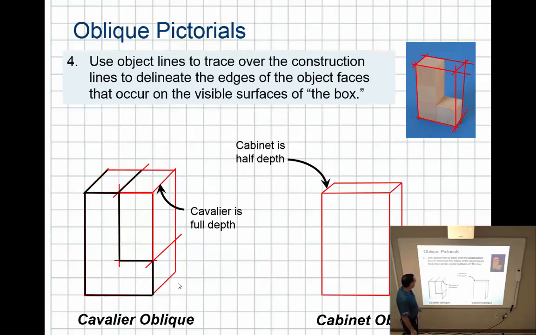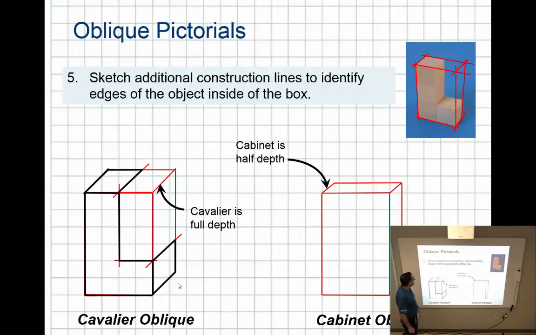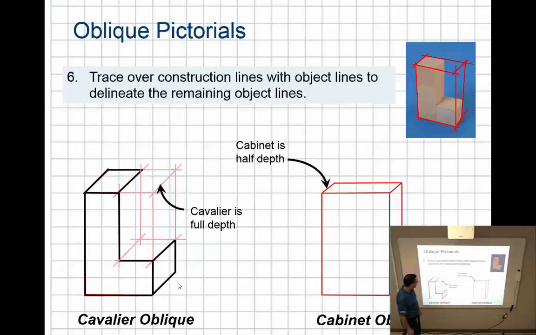From here, I'm going to use object lines. Object lines are the darker lines, the finished edge or the finished drawing line, and darken in those surfaces that are part of the final drawing. Now I'm going to sketch additional construction lines to identify edges of the object inside the box. So these are all the faces touching the outside, but I have some faces inside the box. Using my construction lines to draw those, and then I'll darken those in as well.